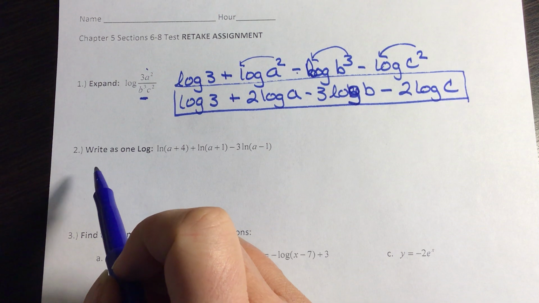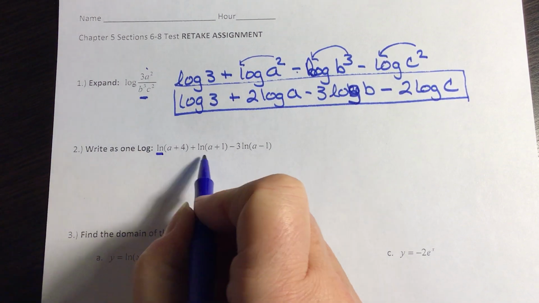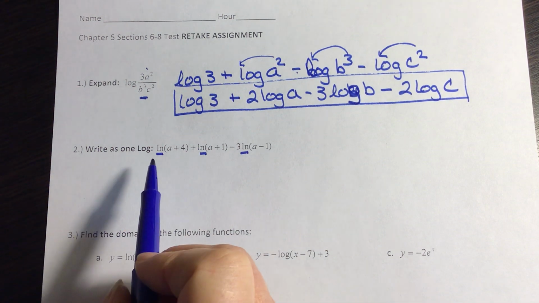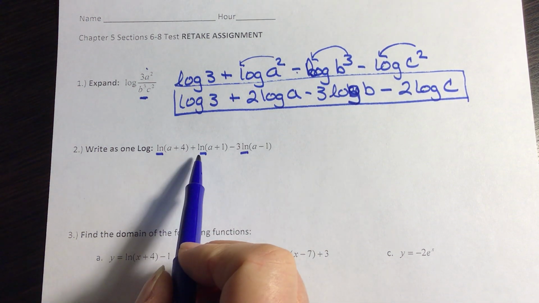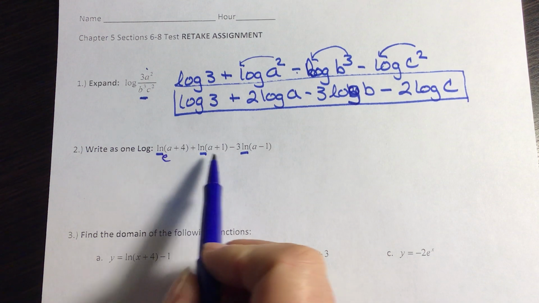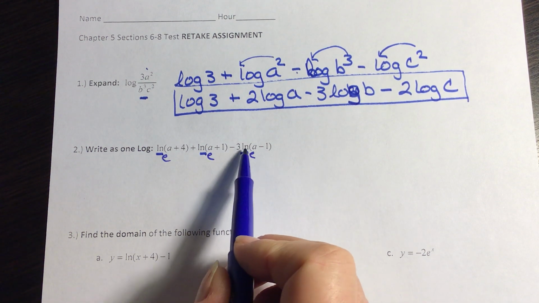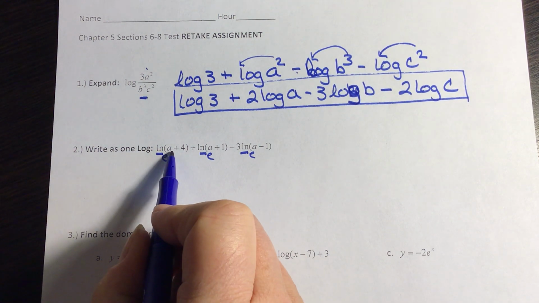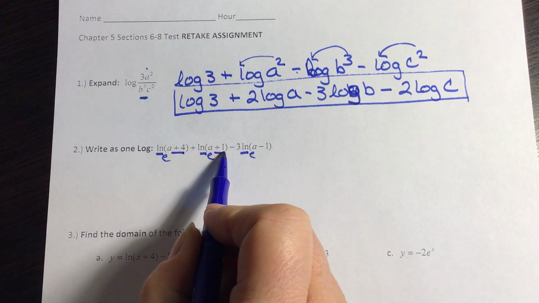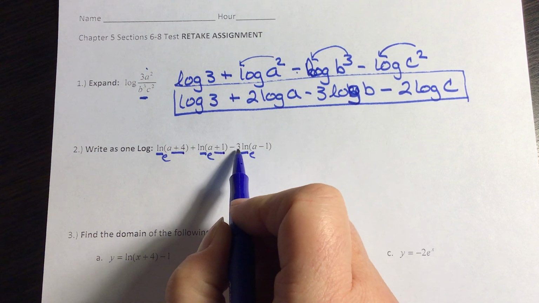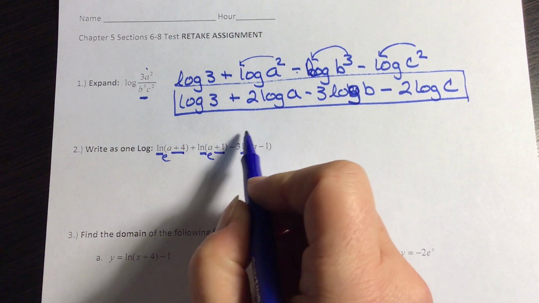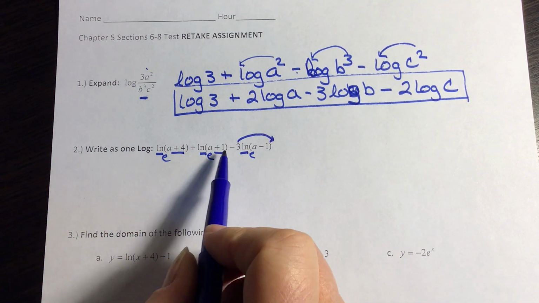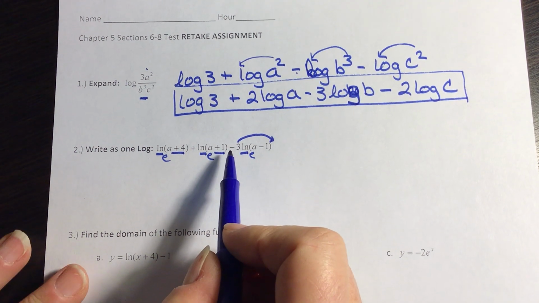Okay, so this is the expanded version of this logarithm with lots of factors inside of it. In part 2, we're going the other way. All of these have base e. When I have a natural log, that means I have a base of e. So I have an a plus 4, an a plus 1, and this minus 3, the 3 actually can become an exponent, and the minus means to divide.